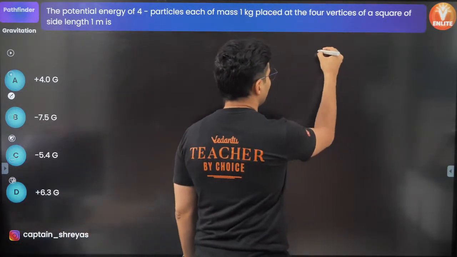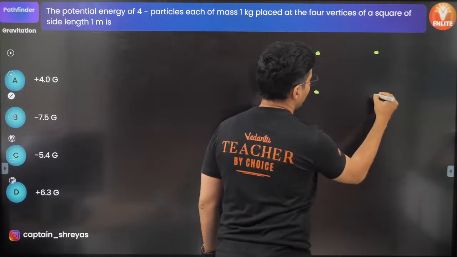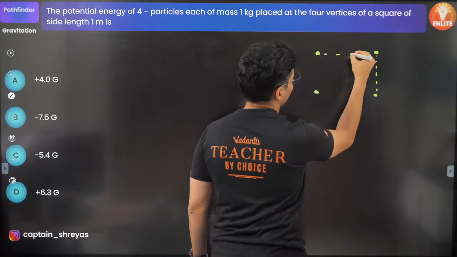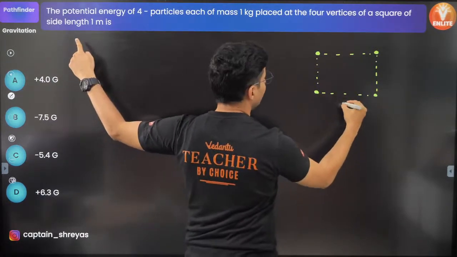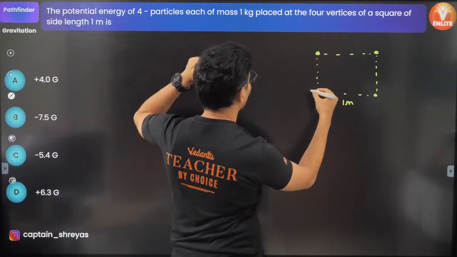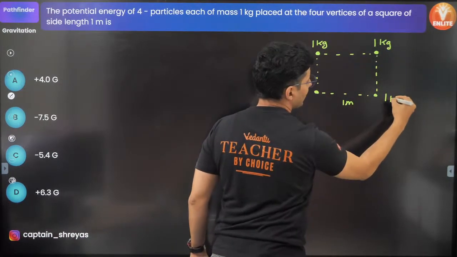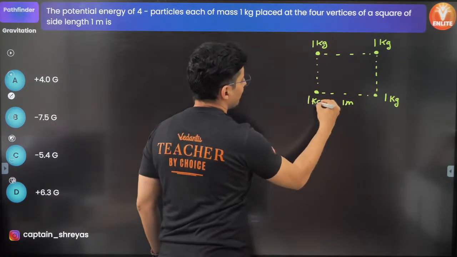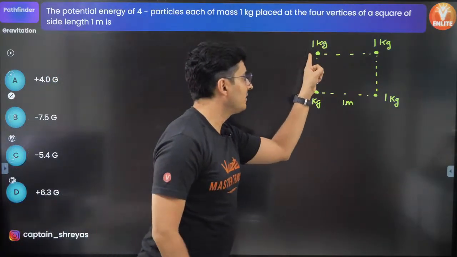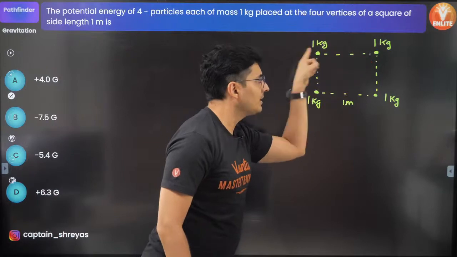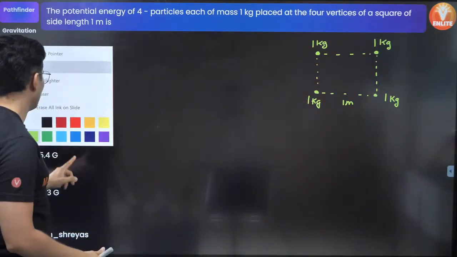So first of all, start with drawing those 4 masses. Right over here, they are on the corners of a square whose side length is 1 meter and mass is 1 kg each. So 1 kg, 1 kg, 1 kg, 1 kg. Now if you notice, you have to measure the potential energy for each and every pair. All the pairs have to be added. So let's try this out.